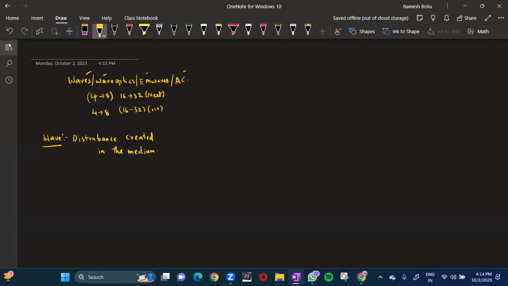There are majorly two types of waves. One is mechanical, which I have just introduced, and the other is non-mechanical waves. Mechanical means that for the propagation of the waves, a medium is compulsorily required. So we can write one statement: the waves which compulsorily require a medium are called mechanical waves. Can anyone give some examples of mechanical waves, children?